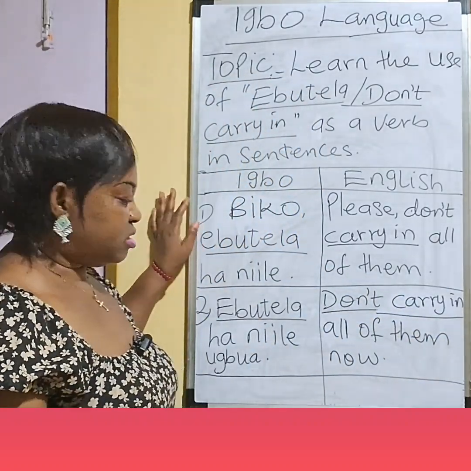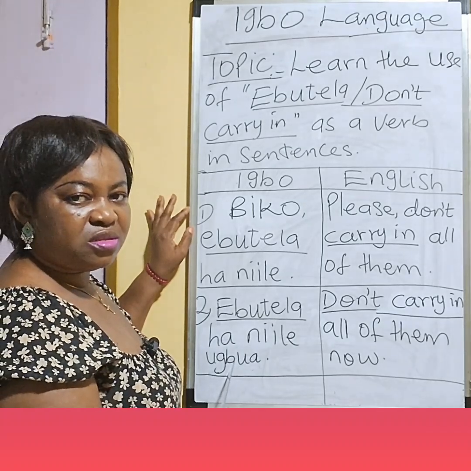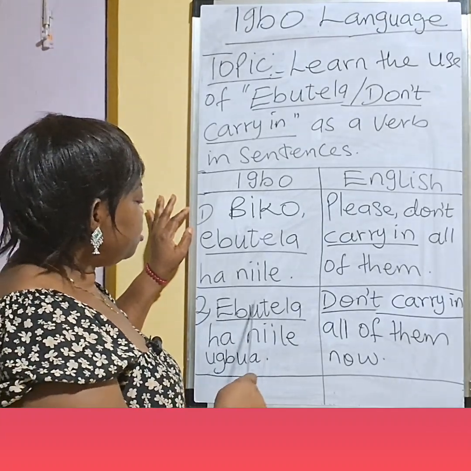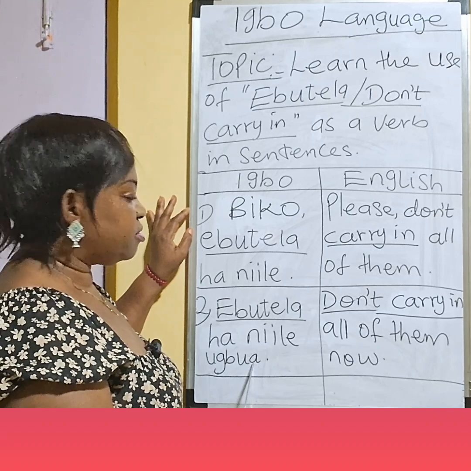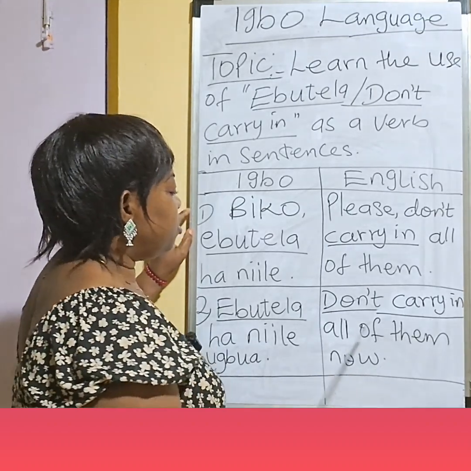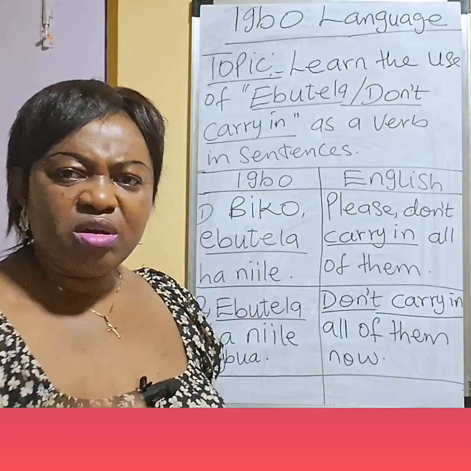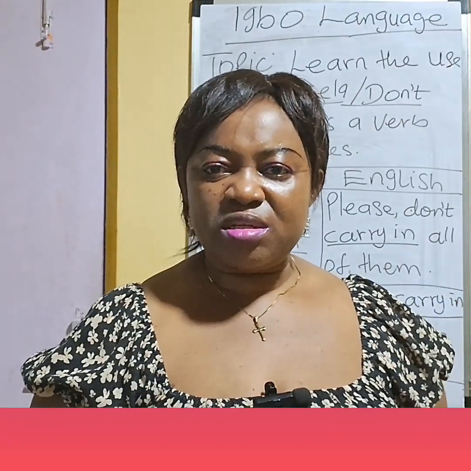Number 2 says, Ebutela ha niile ugbua. Class, say it. Ebutela ha niile ugbua. Meaning, don't carry in all of them now. Biko, Ebutela ha niile ugbua. Don't carry all of them in now.